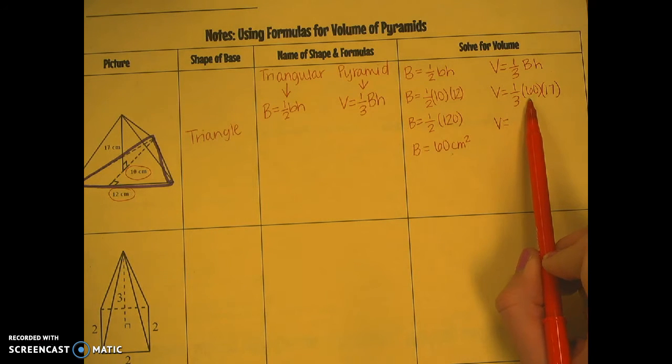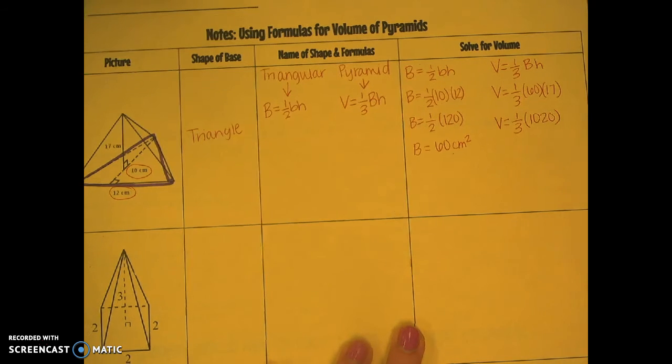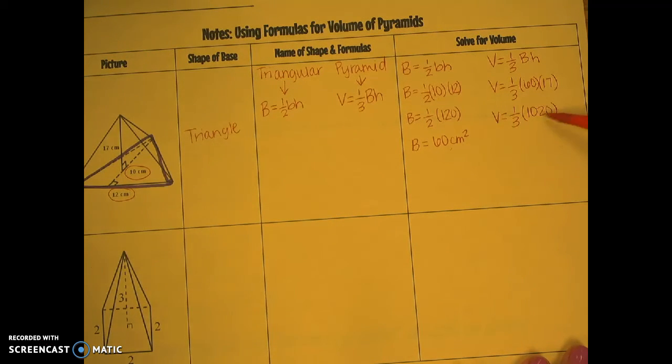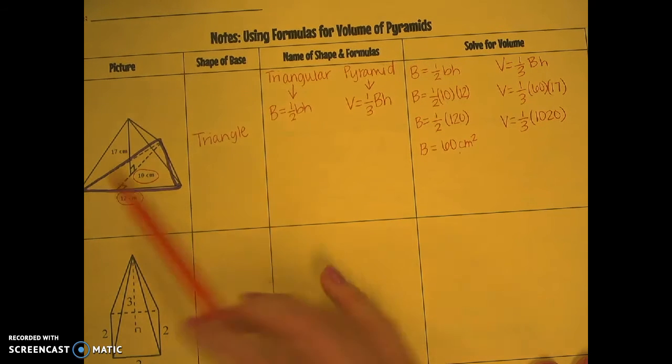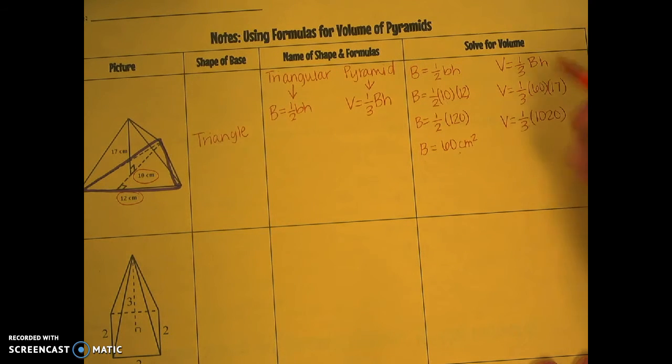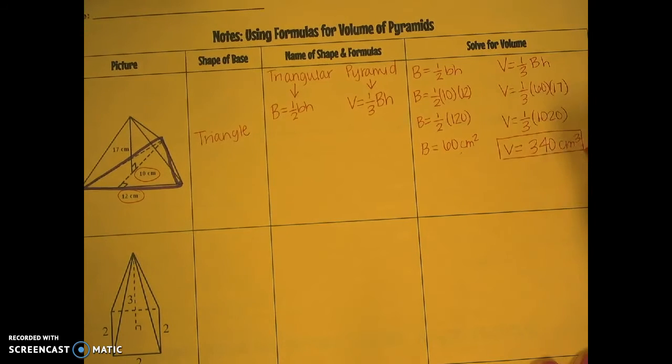Area of the base, which is 60, times the height, which is 17, gives me 1,020. So now, this part would just give us the volume of a prism, area of base times height. But now, since I know I have a pyramid, remember to go from prism to pyramid, we just need to divide by 3 at the end. So you just need to do 1,020 divided by 3, and you get 340 cubic centimeters for the volume.